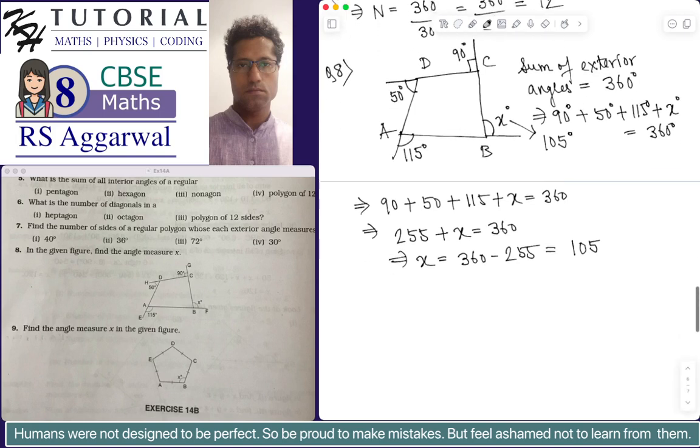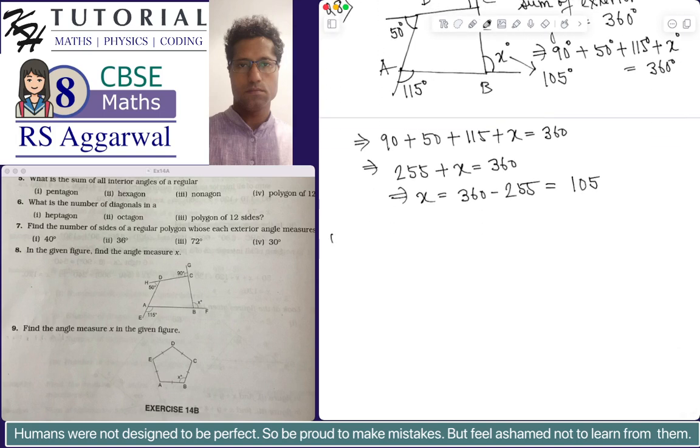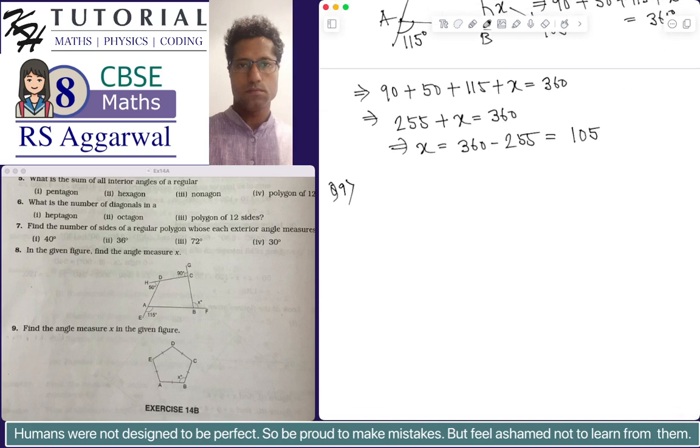Let's see question number 9, which is the last problem. Find the angle measure x in the given figure. So as we can see, we are given a regular polygon of 5 sides, which is a regular pentagon. So we are given kind of this 1, 2, 3, 4. I'm sorry for my bad drawing, but consider this to be a regular pentagon, A, B, C, D and E.